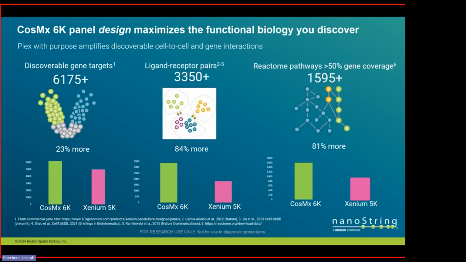But also, we've been designing panels like this all the way back from Encounter days. So we're really good at capturing biological information in our panel. Our 6,000 plex actually has 84% more information associated with ligand receptor pair signaling than the Xenium 5K. When you look at the Reactome coverage, which is pathway biology, you actually get 81% more pathway biology in our panel. So intrinsically from the design, you get an advantage.